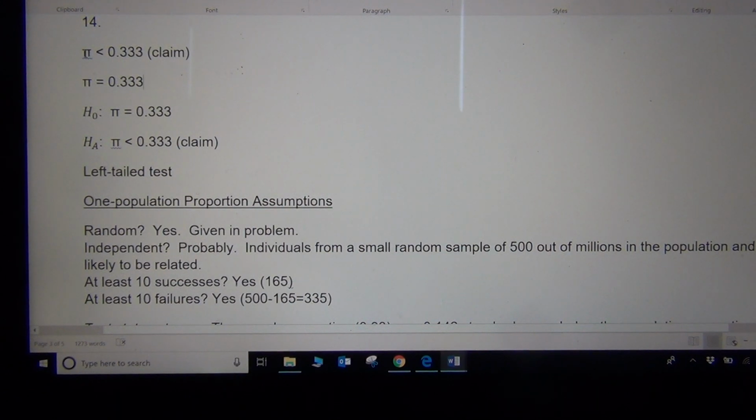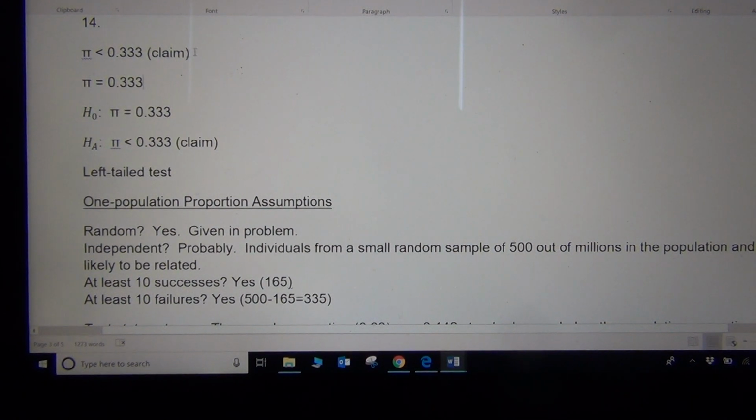So now once we have the claim and the opposing view of the claim, we have to decide which one's the null and which one's the alternative. Remember, claim has nothing to do with it. It has to do with the symbol. Equal to, or a symbol with equal to, is always the null. Anything that does not have an equal to, like not equal or less than or greater than, is always an alternative, HA. So what we see is this first one, the claim, has actually got to be HA because the symbol is less than. So HA is pi is less than 0.333. And the other one is equal to 0.333. That's got to be the null hypothesis because of the equal to.